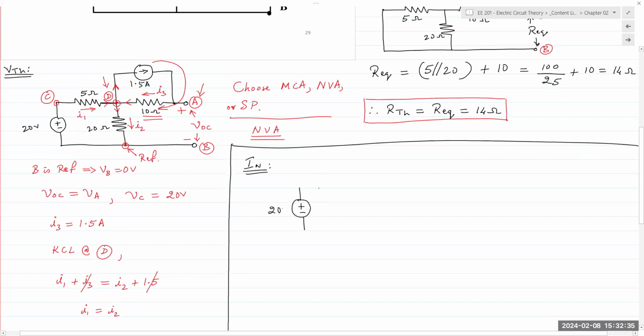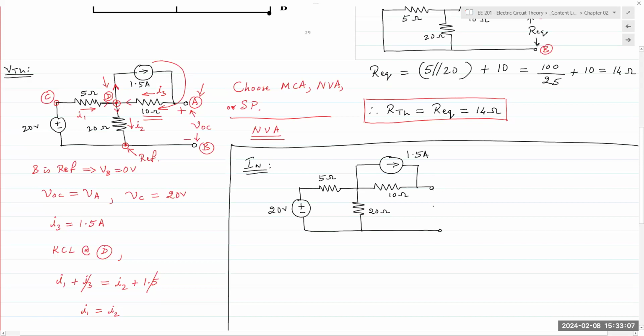20 volts, resistor, resistor, resistor. And this time, of course, 1.5 amps, 20 volts. This is 5 ohms, 10 ohms, and 20 ohms.